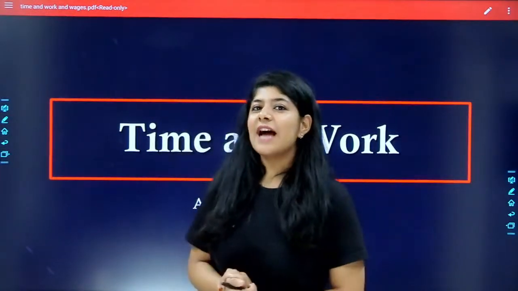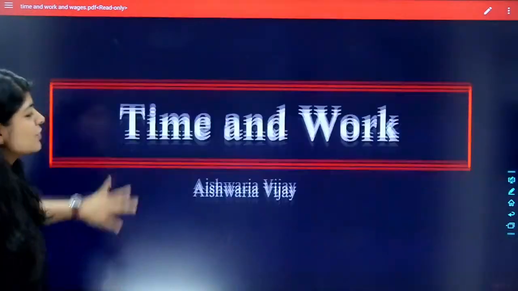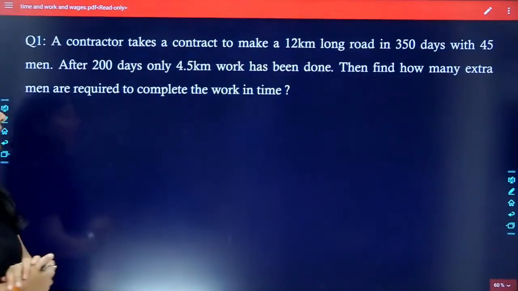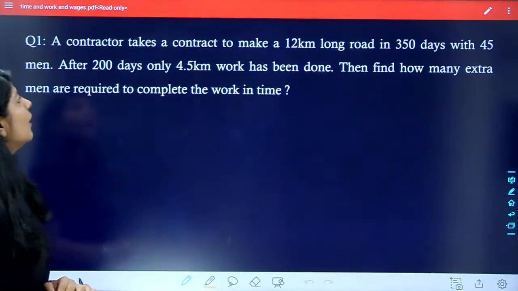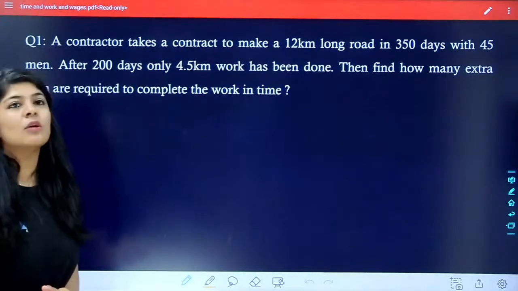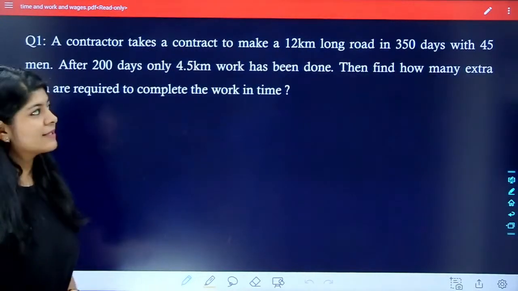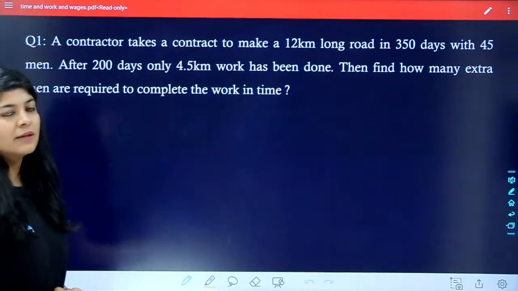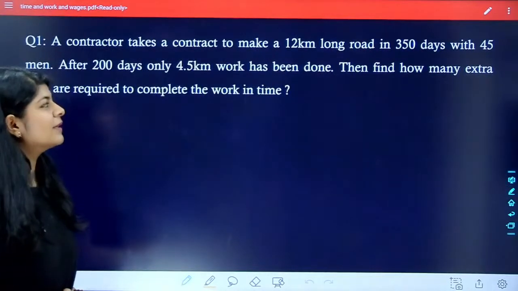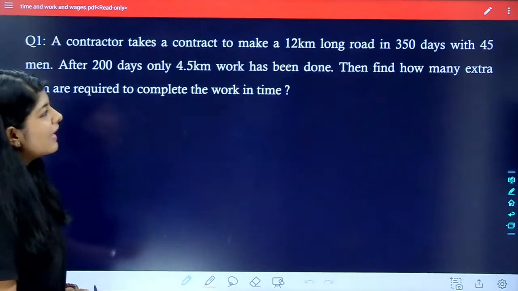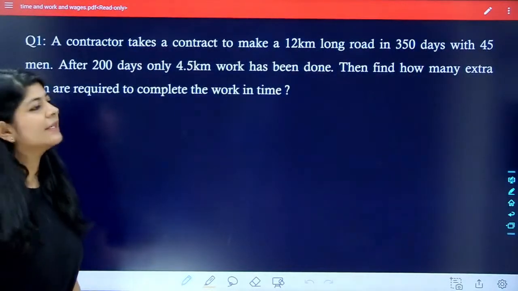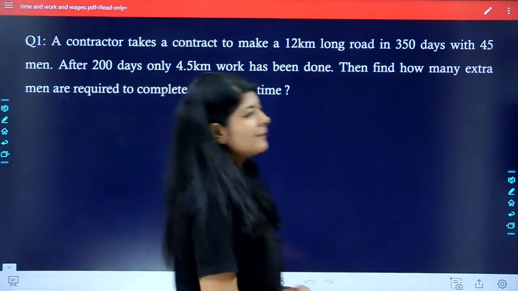Okay, so let's start today's session with the very first question. Here we are having our very first question, and it states that a contractor takes a contract to make a 12-kilometer long road in 350 days with 45 men. After 200 days, only 4.5 kilometer has been done. Then find how many extra men are required to complete the work in time. How do we find this?